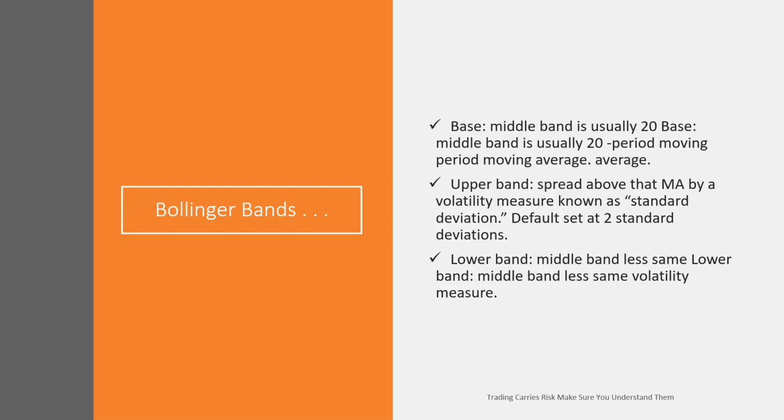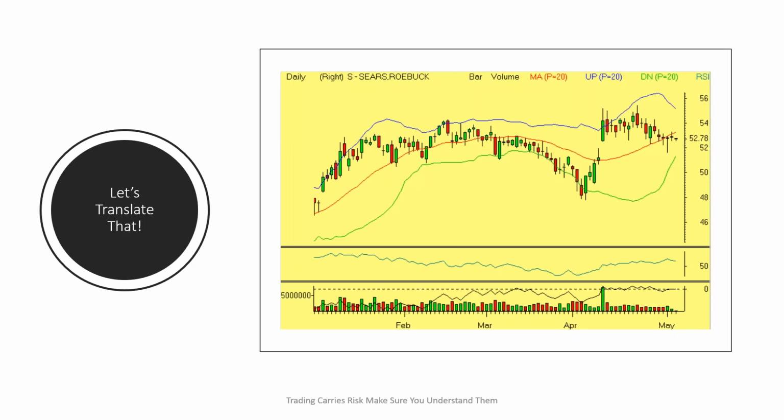Then the upper band of the Bollinger Bands is spread above the moving average by a volatility measure known as standard deviation. And for Bollinger Bands, the default is set at 2 standard deviations. The lower band is the exact opposite. It is the middle band less the same volatility measure.